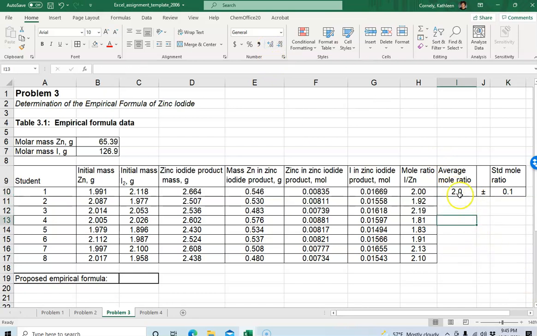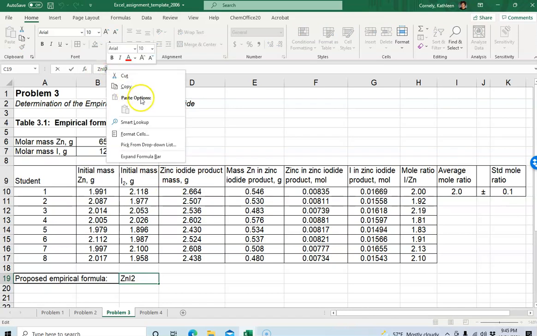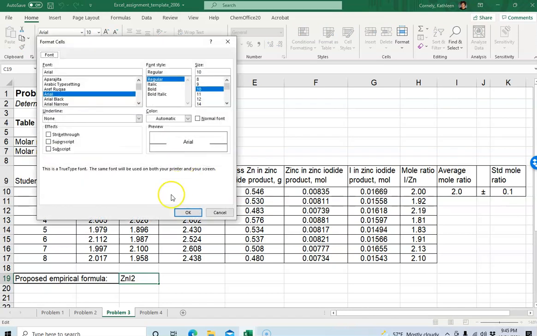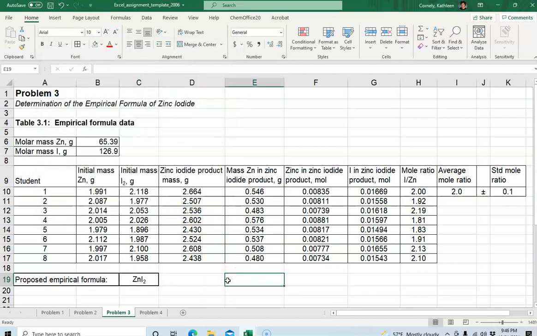So I have a 2-to-1 ratio, not bad, because in fact the empirical formula is ZnI2. We have 2 iodines for every 1 zinc, and I'm going to want my I2 to have a subscript. So let's go up here and just highlight the 2, and I'm going to right click and get Format Cells and hit Subscript, and there we go, and I have my ZnI2.